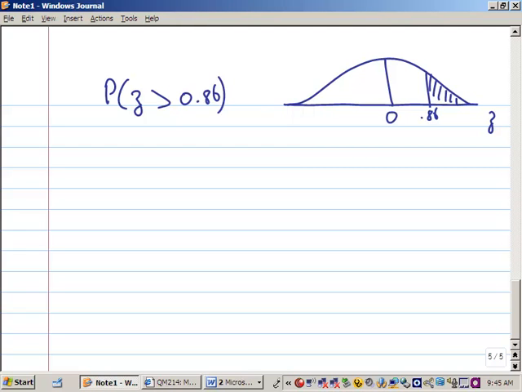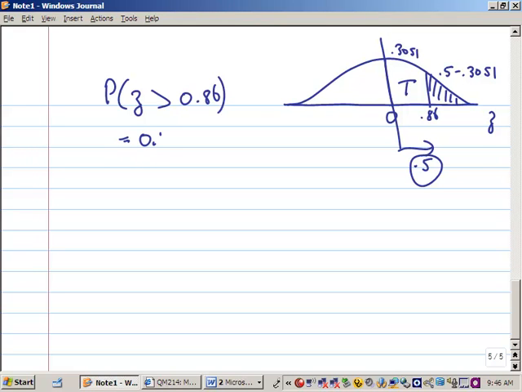Well, this is an area that we cannot find from the tables. We can find the area from 0 to 0.86 from the table, so we know what that is, from the previous page, 0.3051. So what's this value over here? Well, this whole side of the distribution is a half, right? So 0.3051 plus something is going to equal a half. So this is going to be a half minus 0.3051, so that the two of them added together is equal to a half.